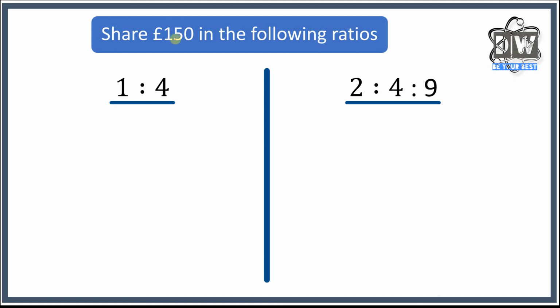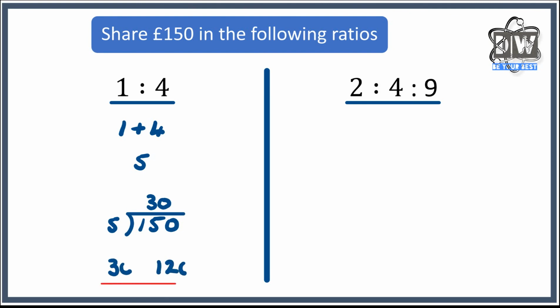So here we go. We've got 150. We're sharing it in a ratio of 1 to 4. So we add together, we get 5. We take our 150, we divide by 5, we get 30, and we go through that process. 1 times 30 is 30, and 4 times 30 is 120.